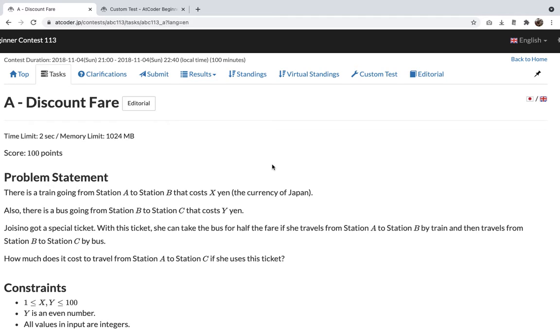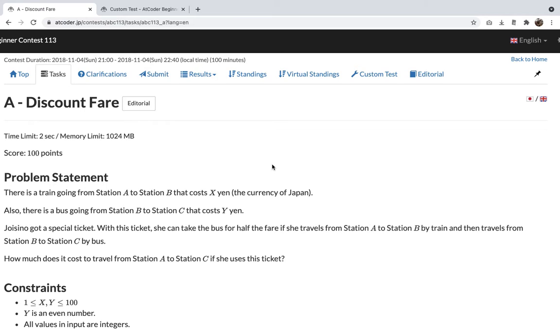Today I want to tackle AtCoder Beginner Contest number 113, and the title is Discount Fare. Let's see the problem statement. There is a train going from station A to station B that costs X yen, the currency of Japan. Also, there is a bus going from station B to station C that costs Y yen.